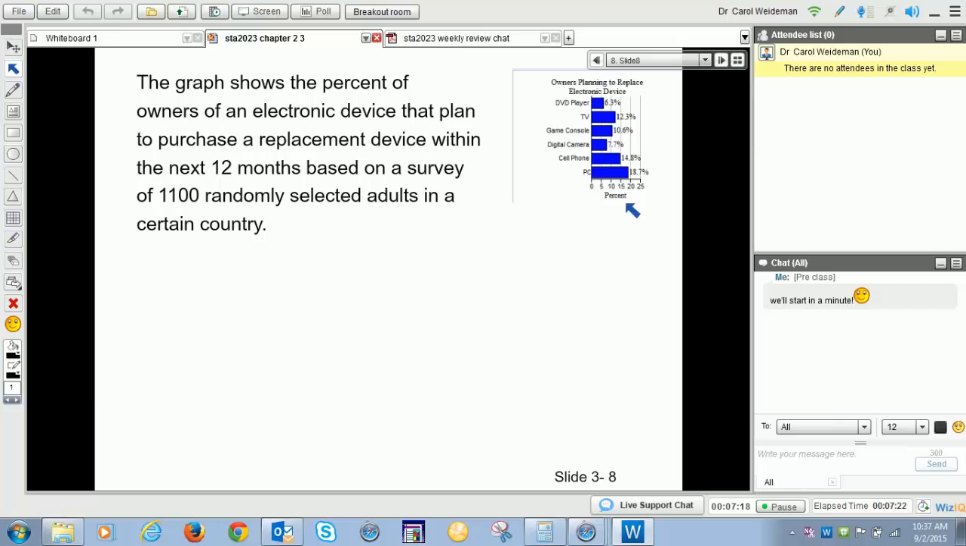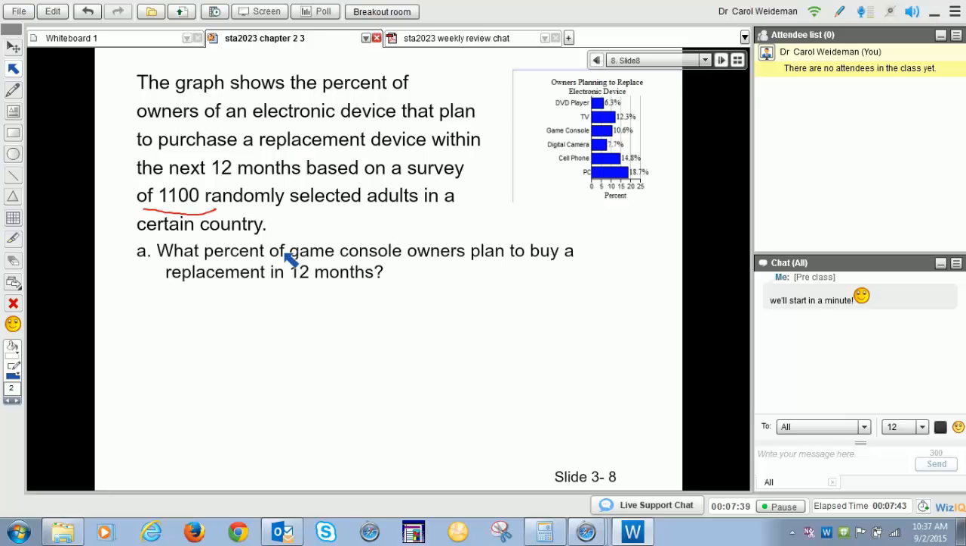Here's a little bar graph, and the graph shows the percent of owners of an electronic device that plan to purchase a replacement within the next 12 months. As you're reading a problem, think about some of the information that you might be using, and perhaps we might want to keep track of that sample size, 1,100 randomly selected adults. What percent of game console owners plan to buy a new replacement in 12 months? So we look at the table and we look at game console and we see it's 10.6.